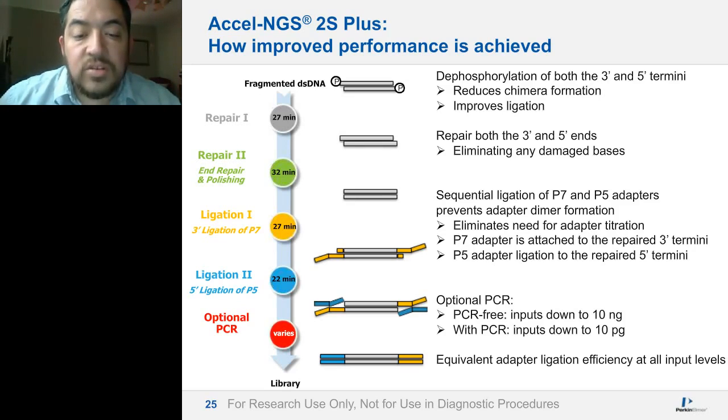Then there is an optional PCR step, but one of the key things is that this can be done PCR-free with low amounts of input, but you also have the option of doing PCR, so you can see the different ranges of PCR-free inputs down to 10 nanograms with PCR inputs down to 10 picograms. And then you have the equivalent adapter ligation efficiency at all input levels.